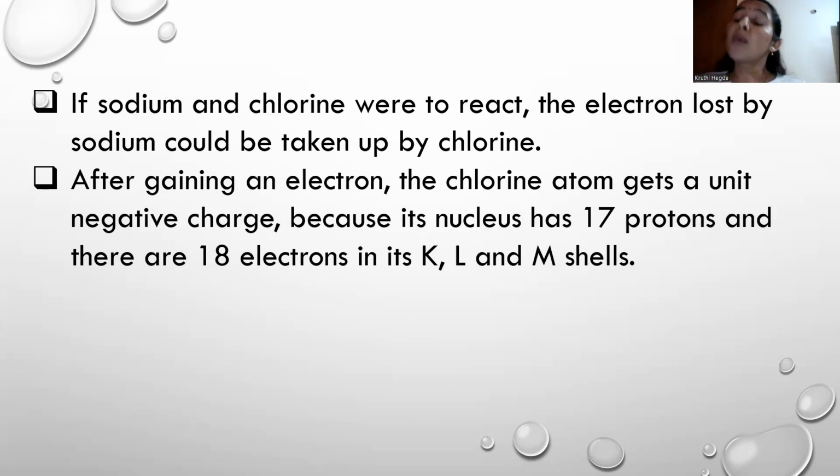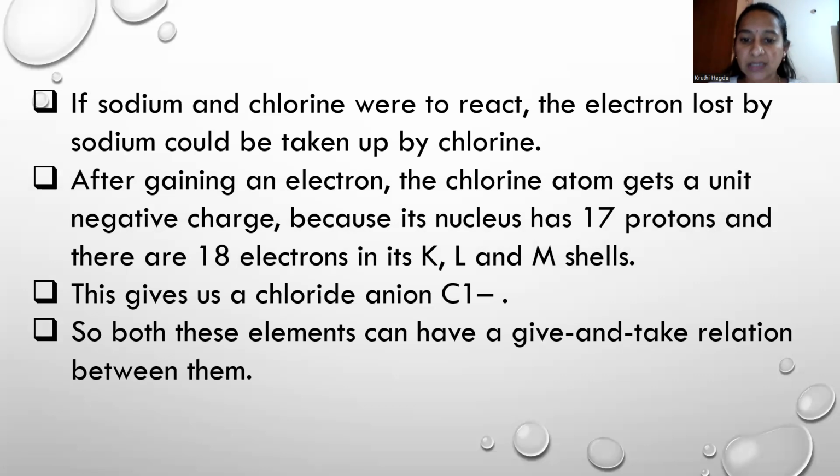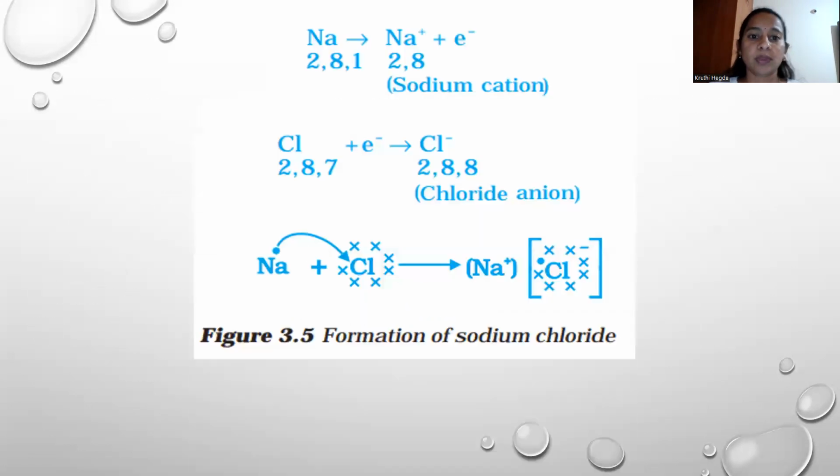When electrons are more than protons, then the charge on that particular atom is negative, and it is no longer called an atom, it is called an ion. If protons are more than the electrons, then the charge would be positive. This gives us the chloride ion, Cl minus ion. So both of these elements can have a give and take relation between them to form ionic compounds. So this is how the reaction takes place.